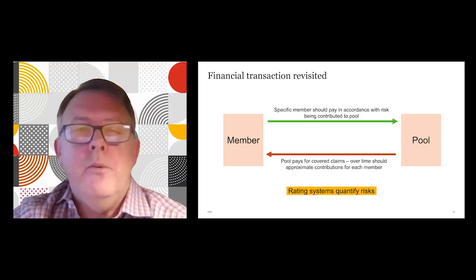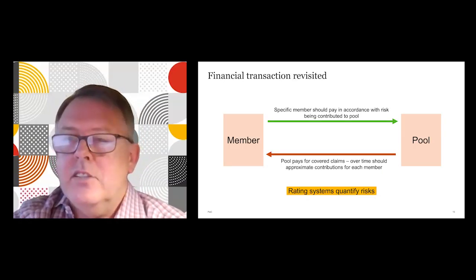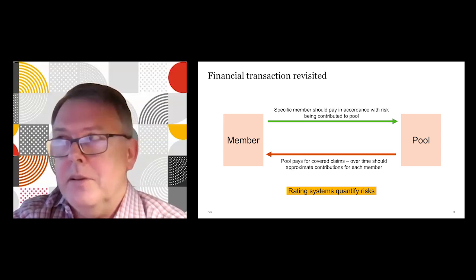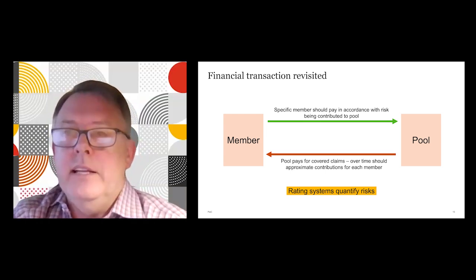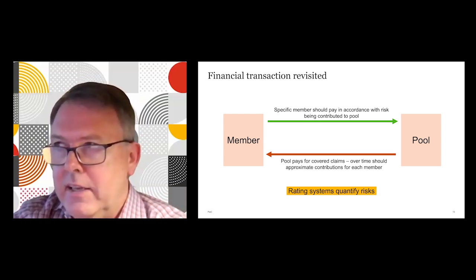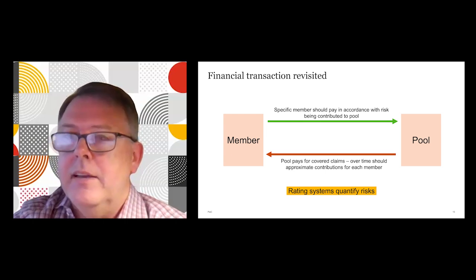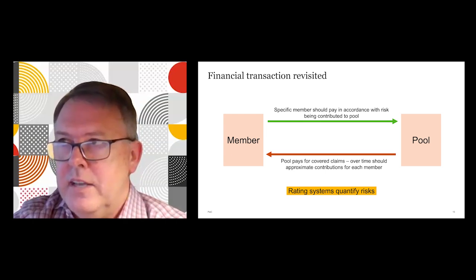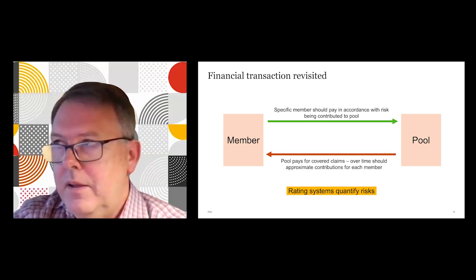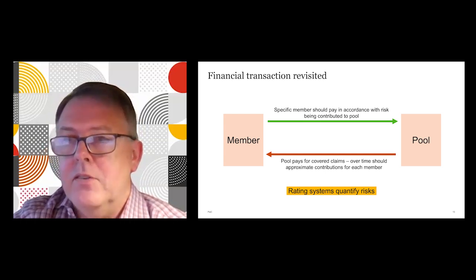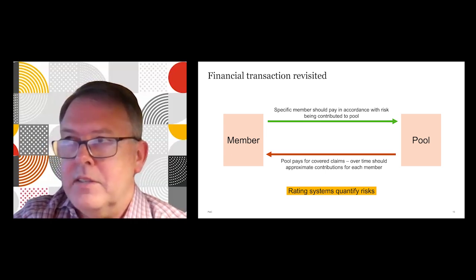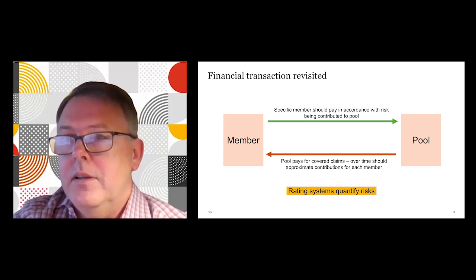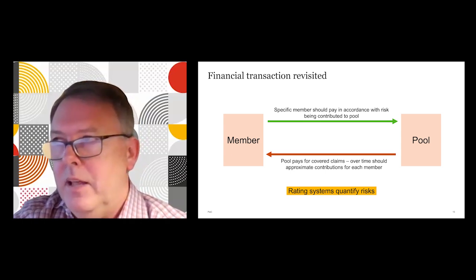All right. Now, one of the touch points with the members is ultimately what are they actually paying? And this is where you get into the rating system. How do you calculate at the member level what they need to pay into the pool? So again, we have this financial transaction. You have a member paying money to the pool. The specific member should pay in accordance with the risk they're contributing to the pool. And so the rating system is all about trying to quantify the risk at the member level.